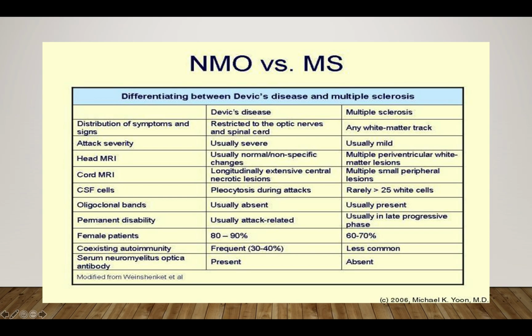The symptoms are restricted only to the optic nerve and spinal cord, while in MS it occurs in any white matter tract. Severity and effects are usually severe, and mild in MS. So you can read it. If there is any question, we can discuss it later in the Q&A session.